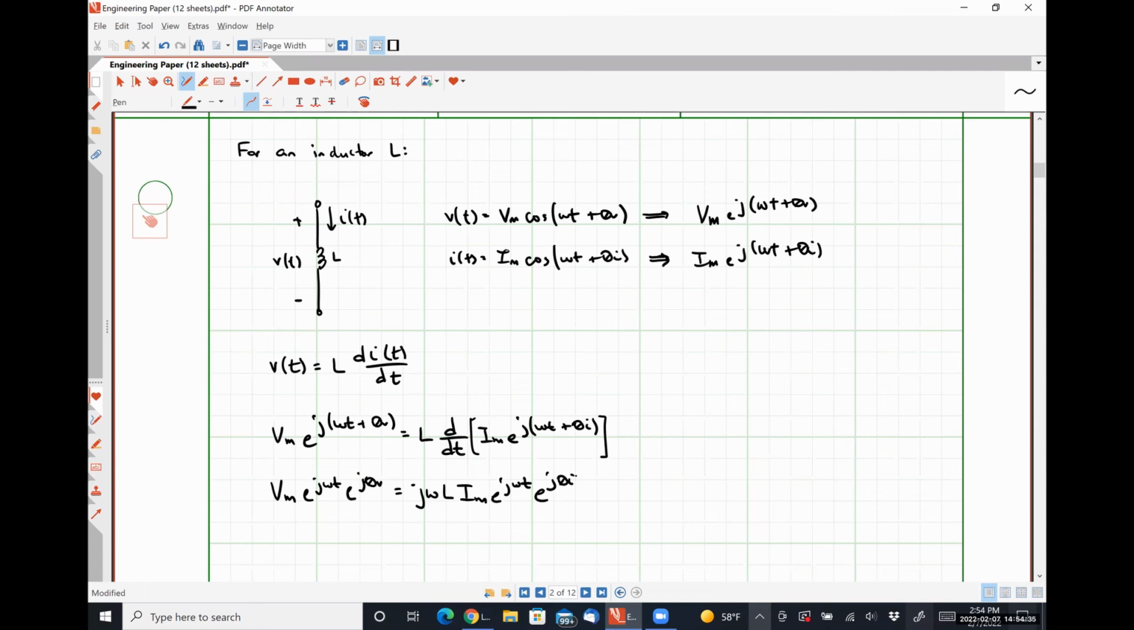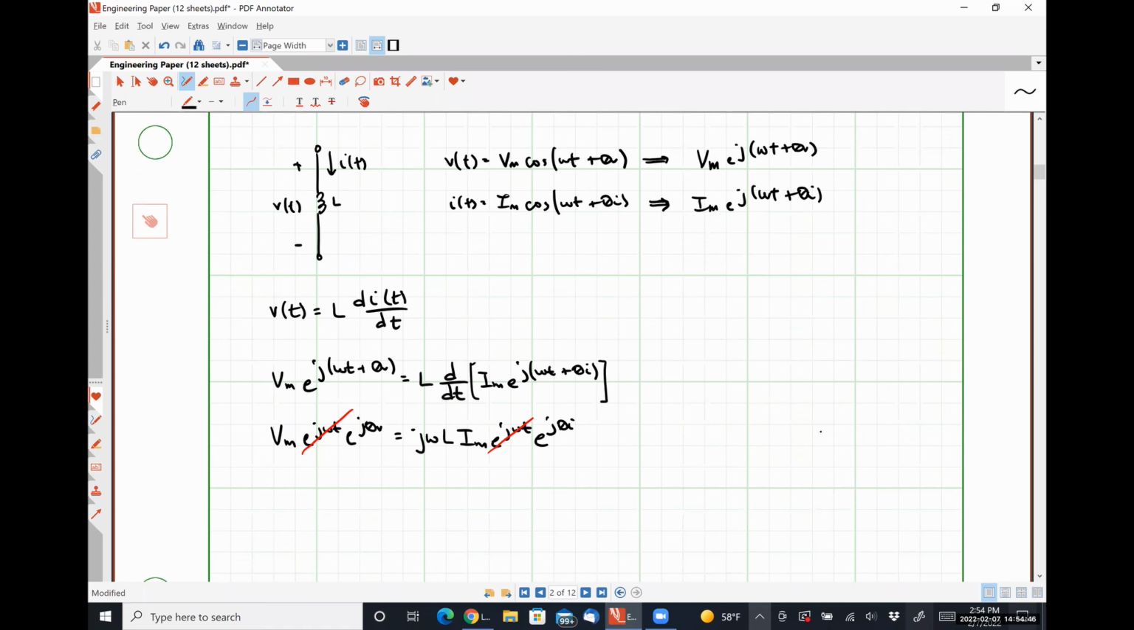Once again, we have that common factor of e to the j omega t that we can suppress on both sides of the equal sign. Leaving us with Vm e to the j theta v is equal to j omega L times Im e to the j theta I. And we're going to take this bit one step further here.